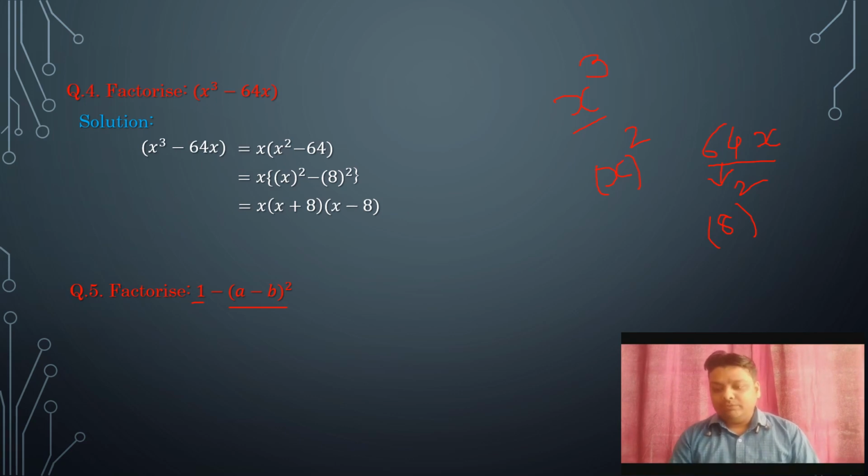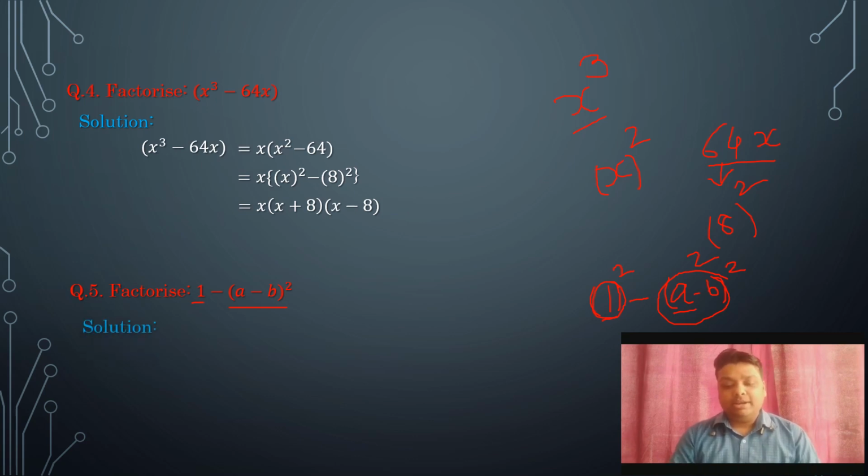If it were 1 minus a square only, then we can write 1 as 1 square, because 1 is also the square of 1. Then it can be based on a square minus b square. But here, instead, it is 1 minus (a minus b) to the whole square. So a square minus b square, where we can say a as 1 and b as a minus b. Then like this we can write.